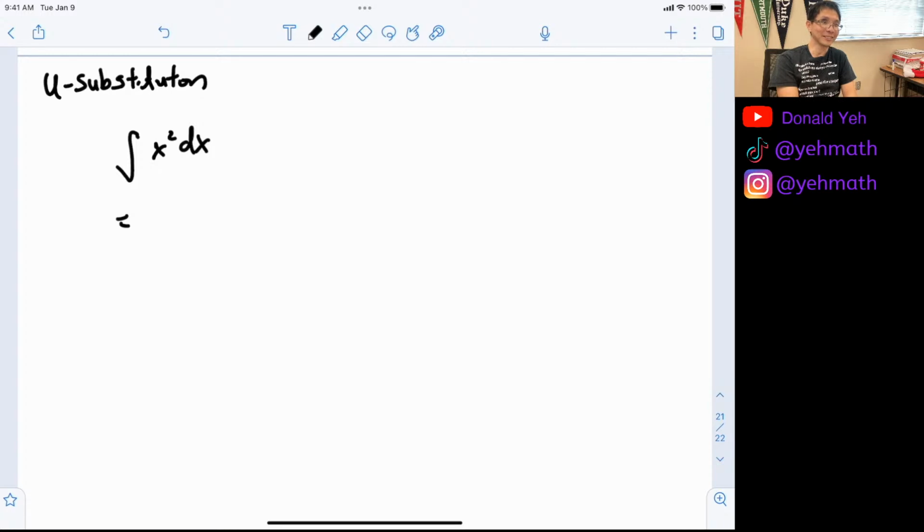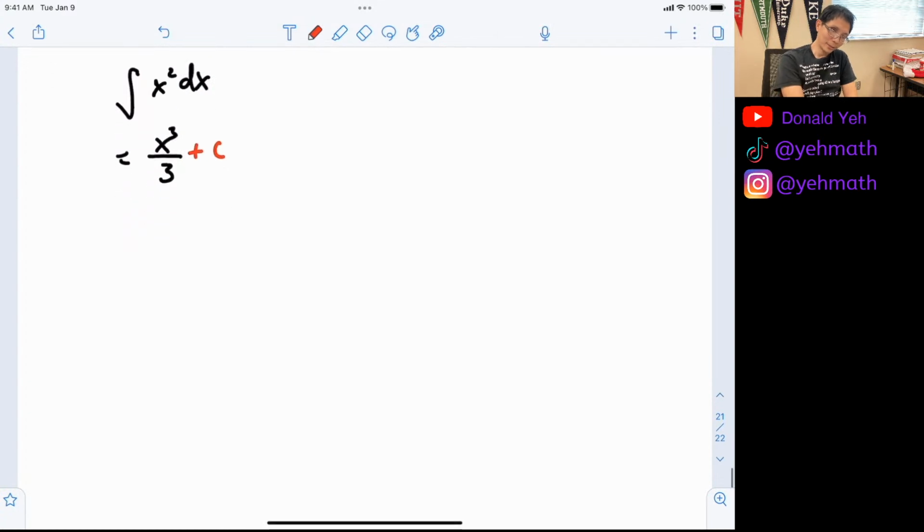Vincent's like, I don't know. x cubed over 3 is wrong. Why is x cubed over 3 wrong? Oh my goodness. Okay, so yes, you do have a plus c because this is an indefinite integral. If you don't have plus c, you don't know if you need to evaluate for that c.